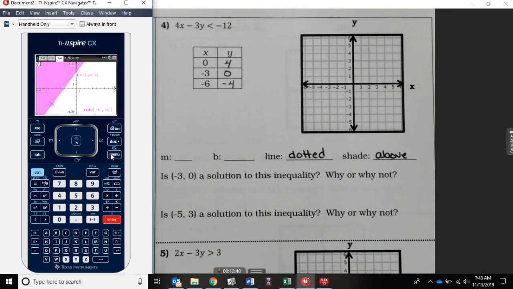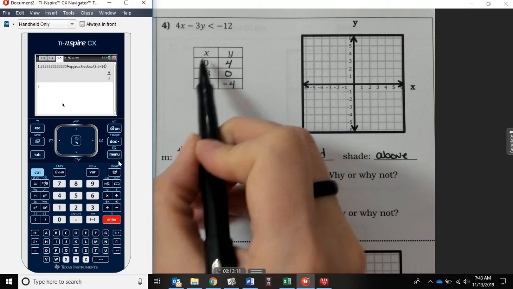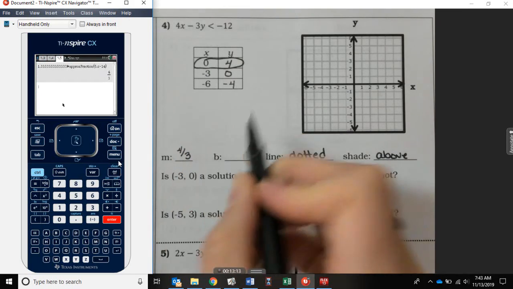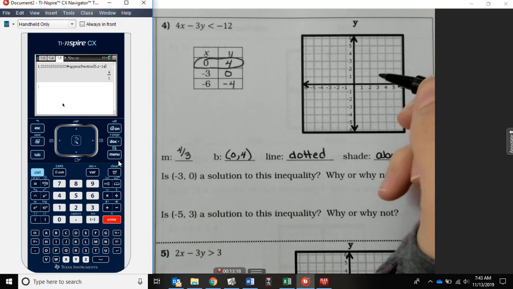Okay, my slope would be menu 6, 5, and I hover over that line. It tells me 1.3 repeating. If I go to a calculator page and I put 1 point on a whole bunch of 3's, remember, you have to go at least halfway through. Menu 2, 2 gives me 4/3. So my slope is 4/3. My y-intercept is right here, 0, 4.